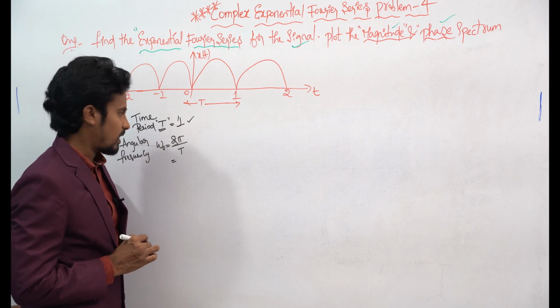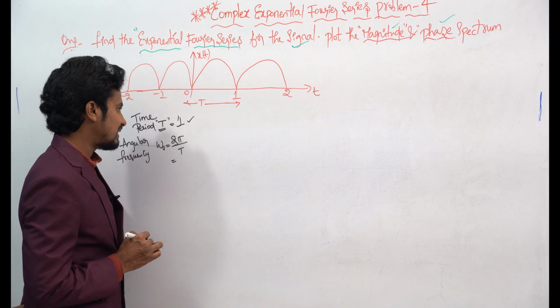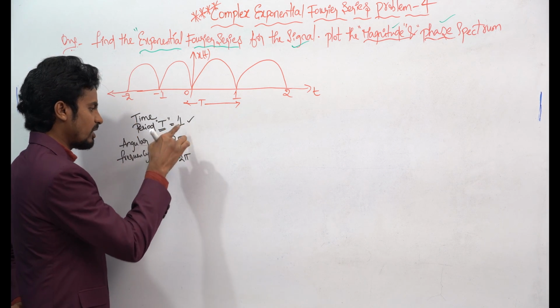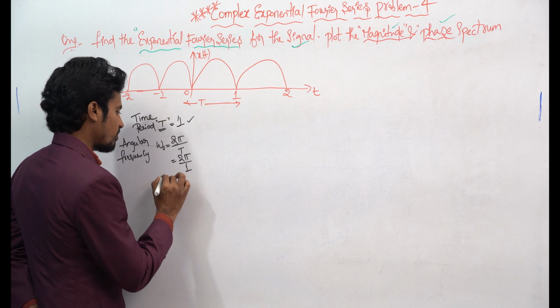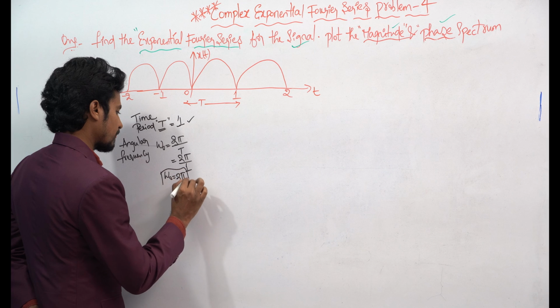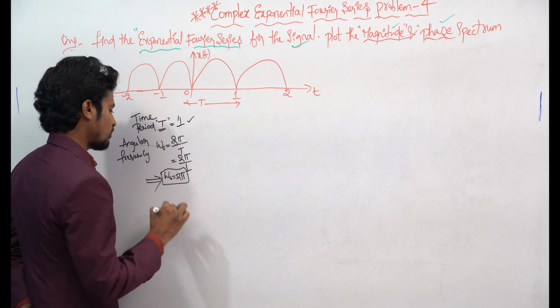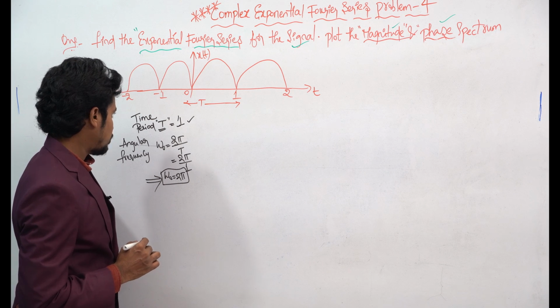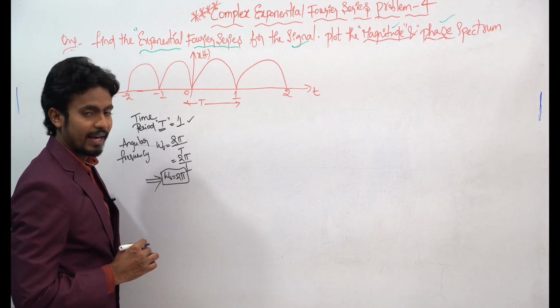That was our formula. So what will be T? T is 1. Here the time period T is 1. Substitute here, so omega naught becomes 2 pi. So omega naught is equal to 2 pi. Next, what do you have to do? We have to find X of k.